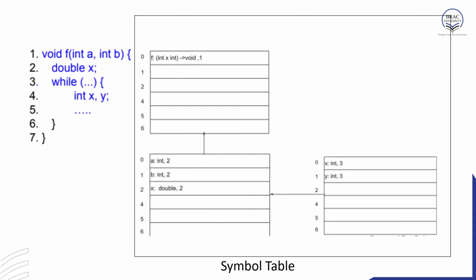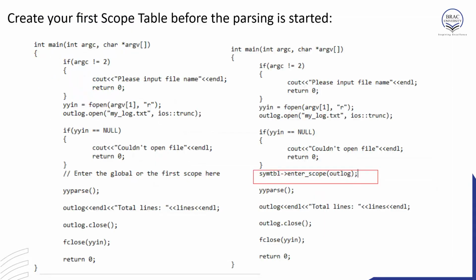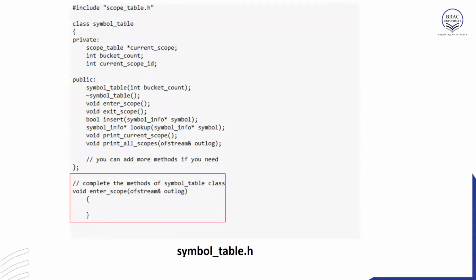Before initializing the yyparse method, you need to create the scope table for the initial scope. For that, we are creating a symbol table object, SymTBL, which manages scopes and identifiers. And the enter scope function creates a new scope table in the symbol table, passing outlog as the argument to log this action. Now you have to design the enter scope function in the symbol table header file, which will receive the outlog as the parameter from the YACC file.